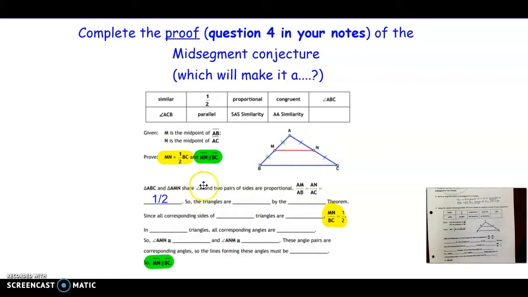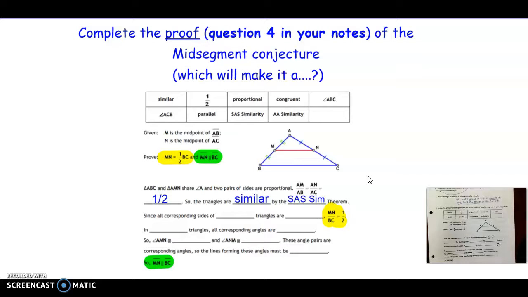So because of the angle pair, even though it's the angle congruent to itself, and the two pairs of proportional sides, we know the two triangles are similar to each other by which shortcut? Well, we have two proportional sides and the angle in between them. That's the SAS similarity theorem.